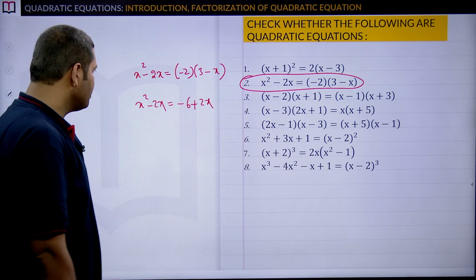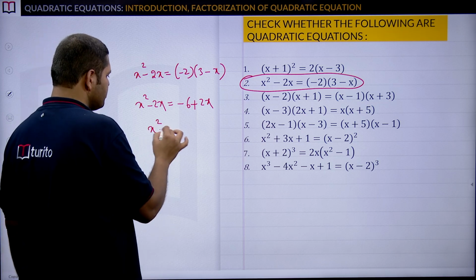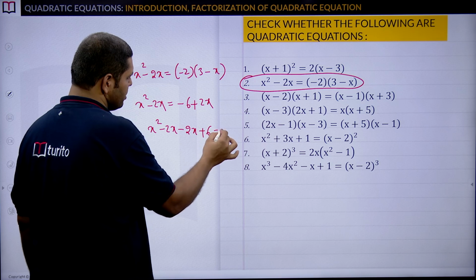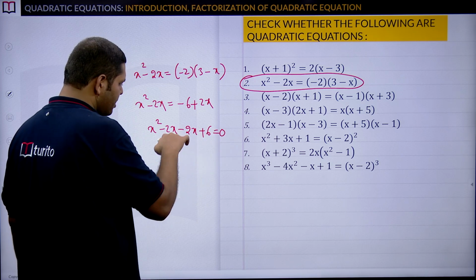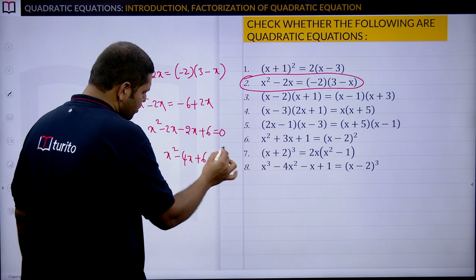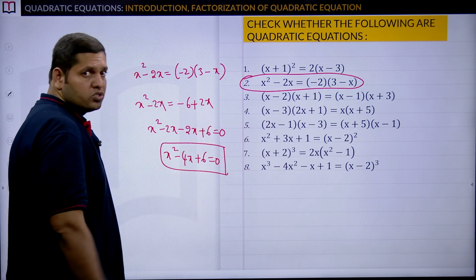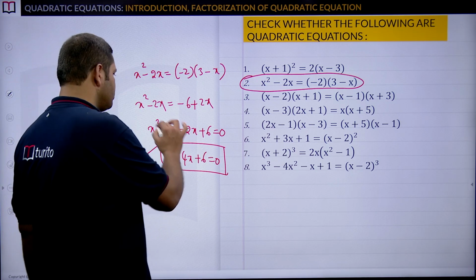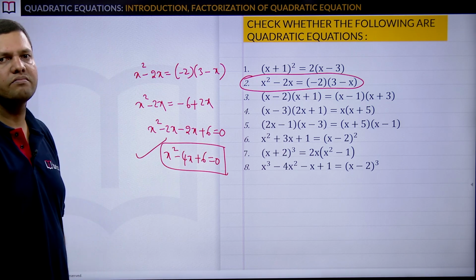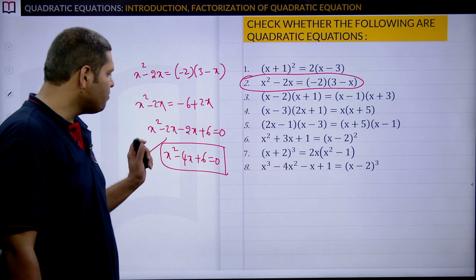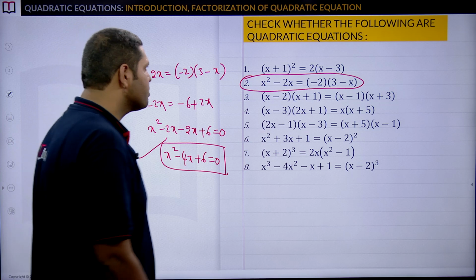Now children, bring everything to one side. x square minus 2x plus 6 equal to 0. So this is x square minus 2x, we can say minus 4x, and plus 6 equal to 0. Now children, can I say it is a quadratic equation? Yes, I can say it is a quadratic equation. Okay, children? So this is an example of a quadratic equation.